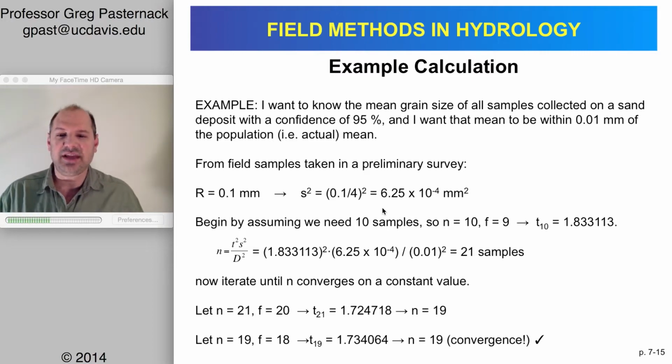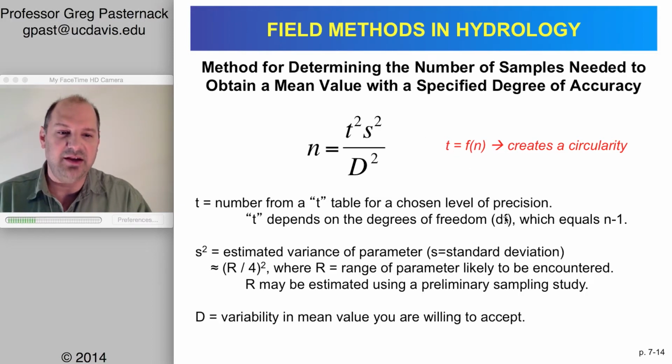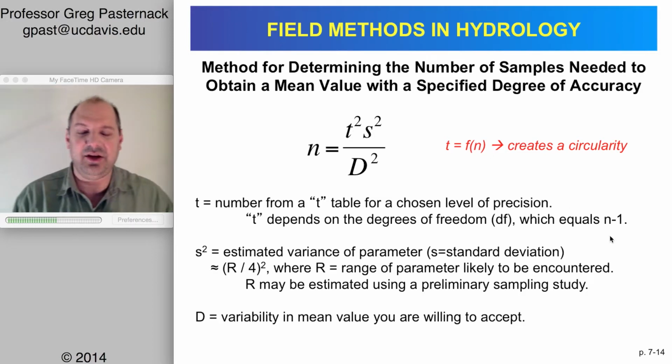In order to do this calculation, the problem is that t is a function of degrees of freedom, and degrees of freedom equals n minus 1. Well, now we have a circularity because I can't break down n minus 1, the function of t with n in 2 places in a nonlinear way.